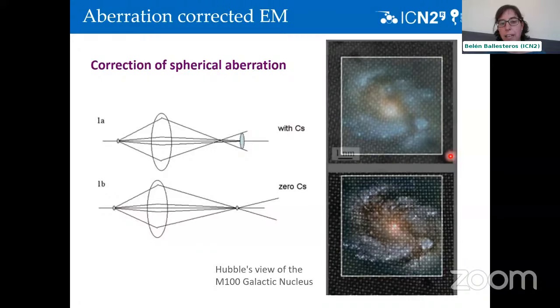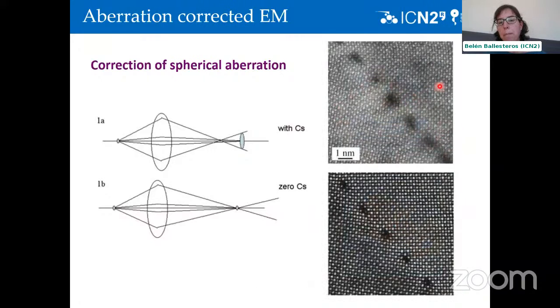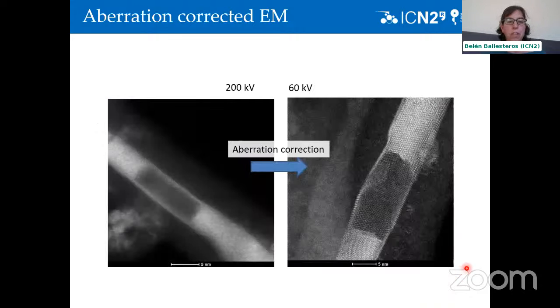In the case of the electron microscope, this would be the image of an oxide sample without the spherical aberration corrector. But once it's corrected, you get this type of image, which is much sharper. You get much more detail on the defects, and in summary, you get much more information.